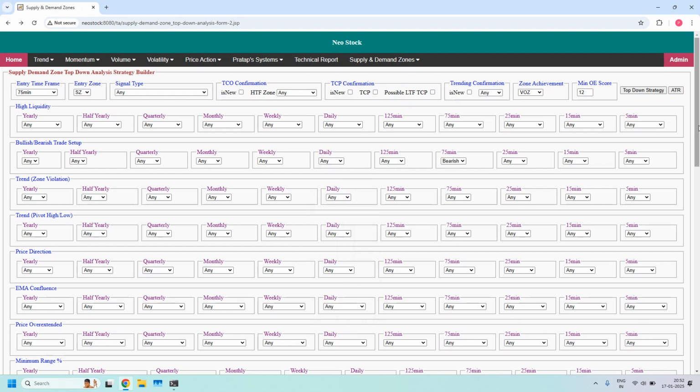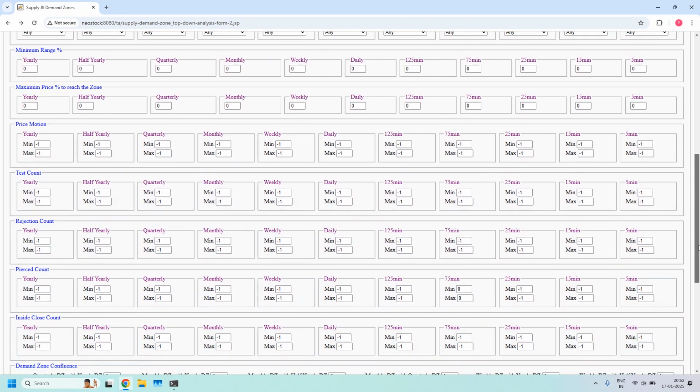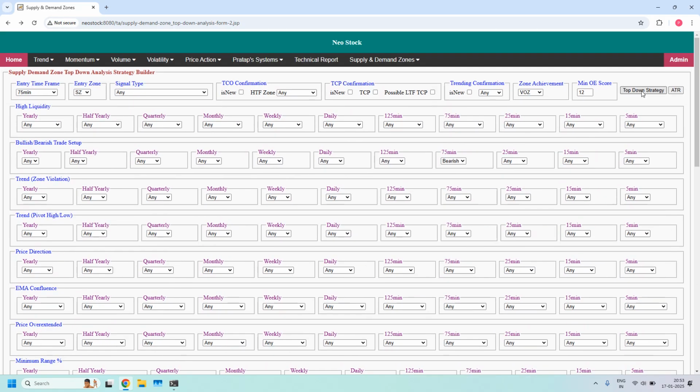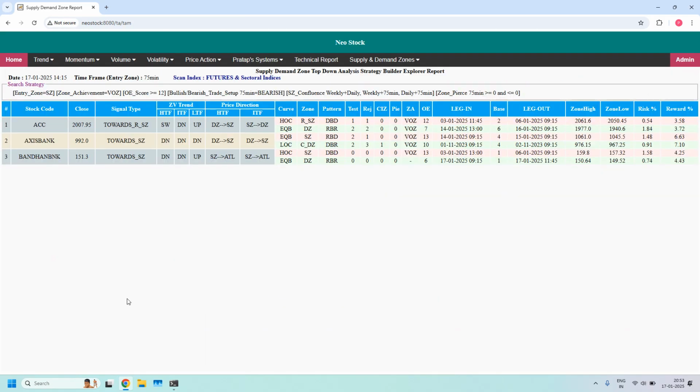I removed it. And in the supply zone confluence, 3 filters we have to set. First filter is already enabled, that is 75 with the daily supply zone confluence. Second filter is 75 minute supply zone with weekly supply zone confluence. Third filter is the daily supply zone with weekly supply zone confluence. With all the LTF, ITF, HTF supply zone confluence filters, we got 3 stocks.